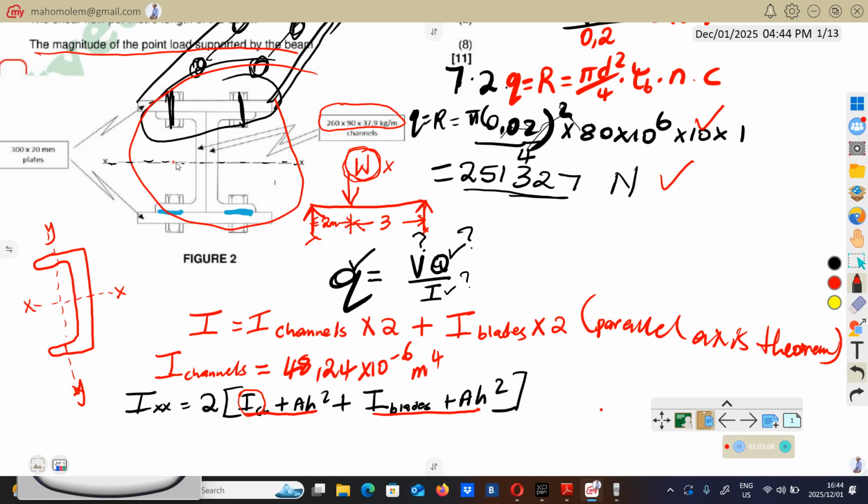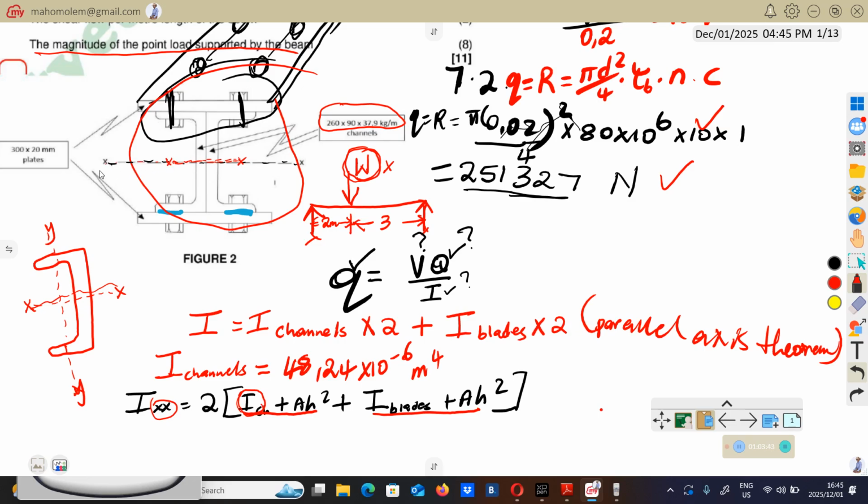So somewhere here there will be the IXX. This IXX is for the channel. This black IXX is for the whole thing. So this line here that we see here is the same as this one. To check which one you are going to use here, you just have to check your reference. Remember, we're looking for IXX. So the XX is this black line here.